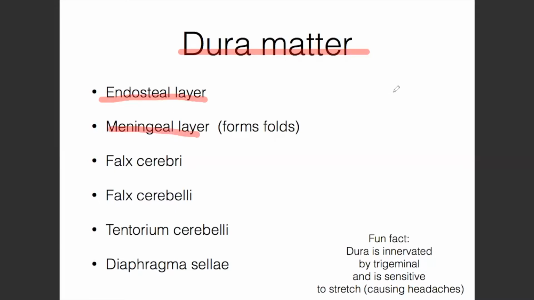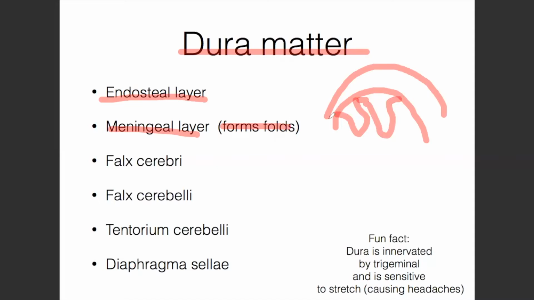So the endosteal layer is just on the outer side, while the meningeal layer is closer to the inner side, and the meningeal layer forms a lot of folds. So it's foldy. It'll fold in specific areas. These folds have names. So we have 2 layers of the dura mater. The endosteal layer, which is just inside the skull, that's it. And the meningeal layer, which will form other folds and structures. So most of the time when people are talking about dura, they're talking about the meningeal layer.